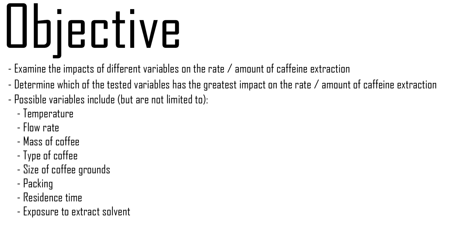The objective of this lab is to examine the impact of different variables on the rate and amount of caffeine extraction. It is possible to test different variables and determine which of the tested variables has the greatest impact on the rate and amount of caffeine extraction. The possible variables include, but are not limited to, temperature, flow rate, mass of the coffee, type of the coffee, size of the coffee grounds, packing, residence time, and exposure to extraction solvents.